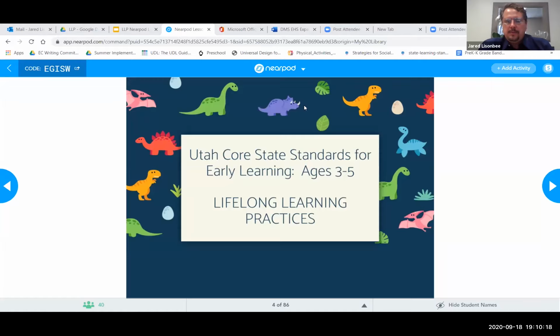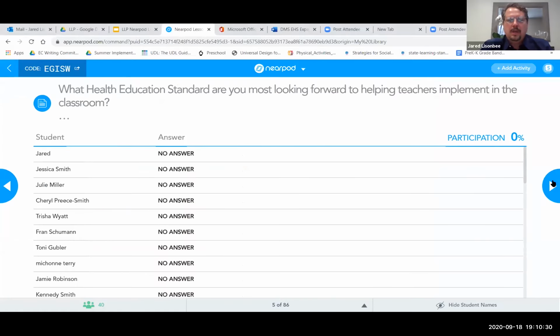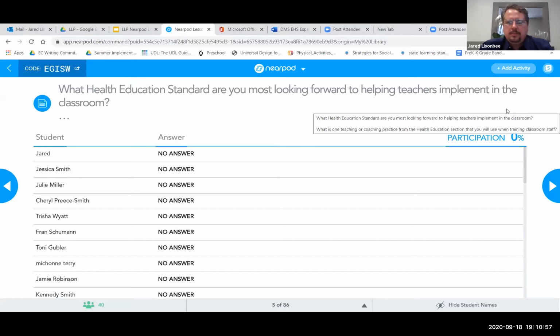So today, or this afternoon, we'll be looking at the lifelong learning practices standards, which are interesting. There's a bit of a background story that we'll get into here in just a moment. But first off, for the 40 of you who are able to get into the Nearpod so far, the rest of you please think and reflect on this, and you can jot it down for your own information. If you could just take a moment and type into your computer there, what health standards are you most looking forward to helping teachers implement in their classrooms? So think back to this morning with Heather, and go ahead and type in those answers.